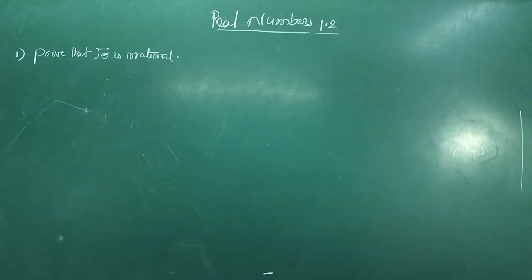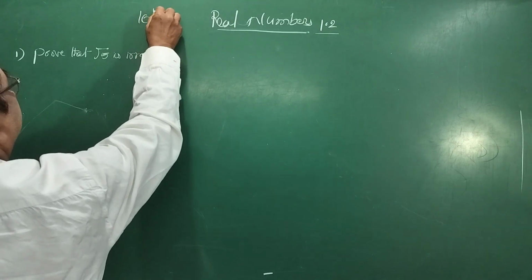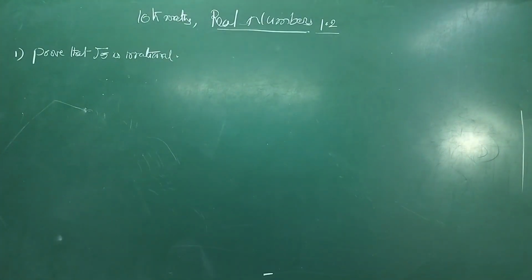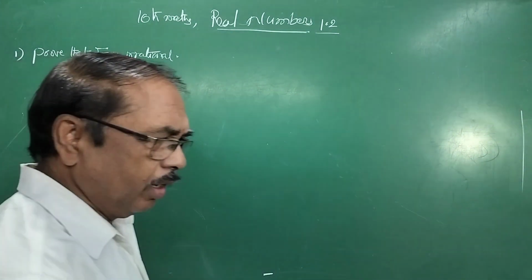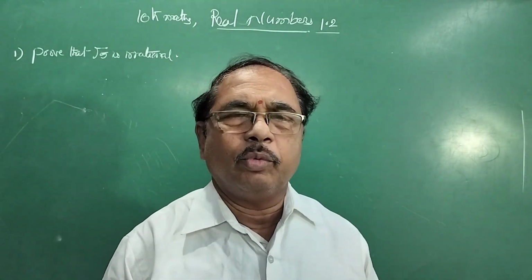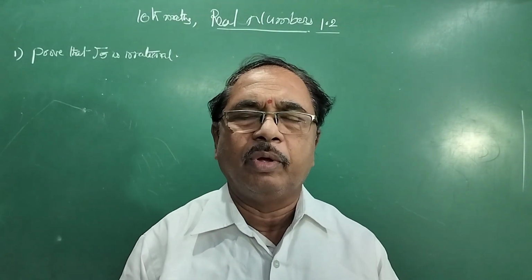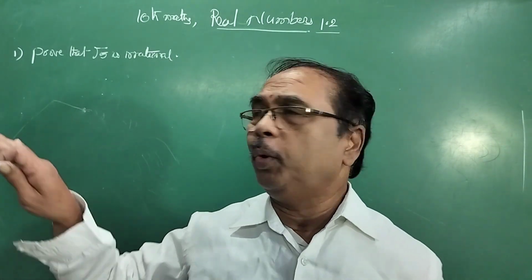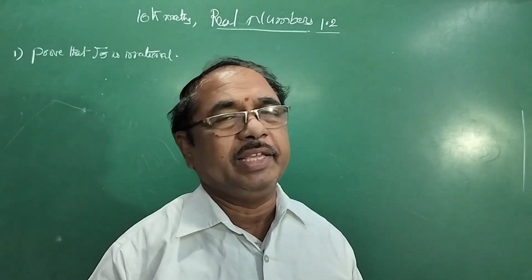Today, real numbers, 10th class mathematics, exercise 1.2. In 1.2, first question: prove that root 5 is irrational. Root 5, root 2, root 3, root 7, all these are irrational numbers. But we have to prove that root 5 is irrational.